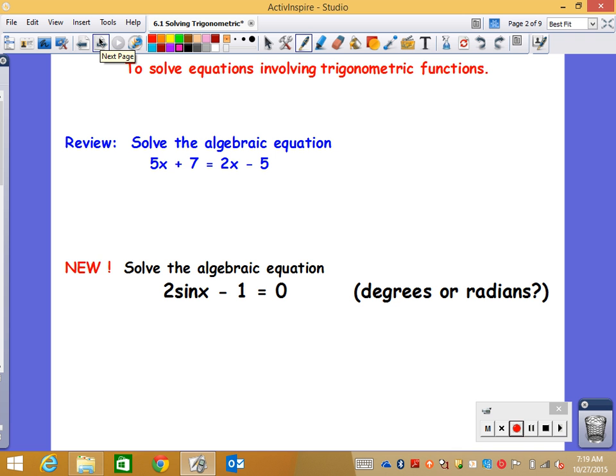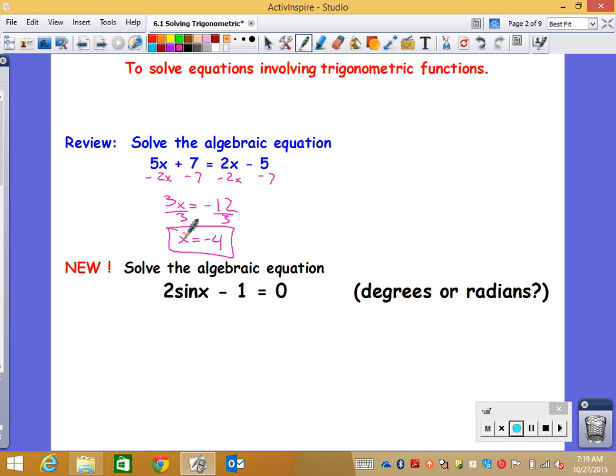Let's solve the algebraic equation 5x plus 7 equals 2x minus 5. Now remember, back to algebra, I'm going to get everything with an x on one side, everything without an x on the other side. So let's minus 2x both sides, then I'm going to minus 7, so I end up getting that 3x is equal to minus 12. Divide by 3, and I get that x is equal to negative 4.